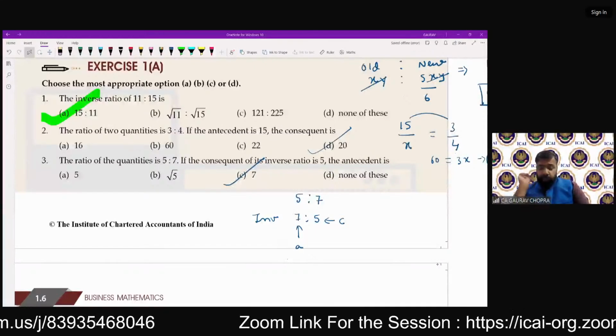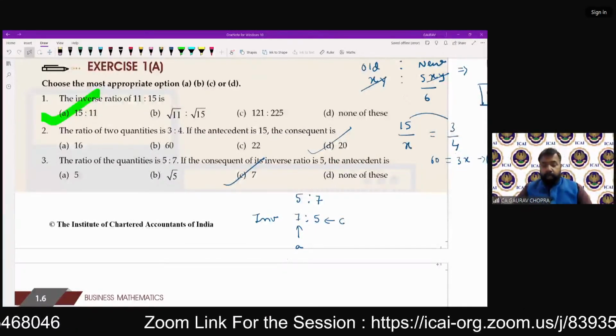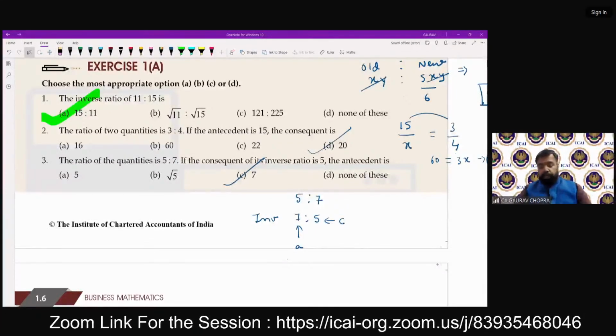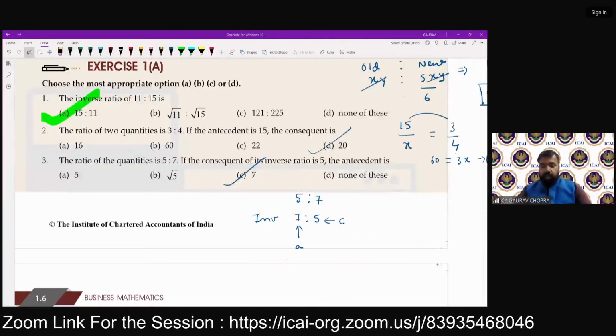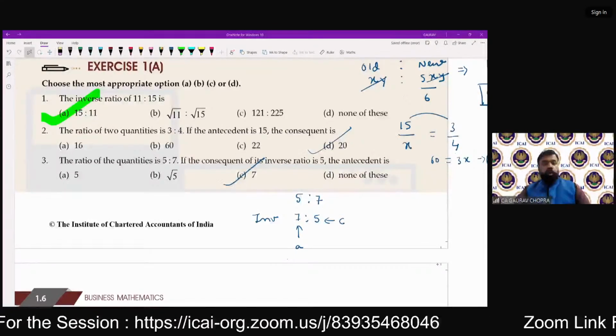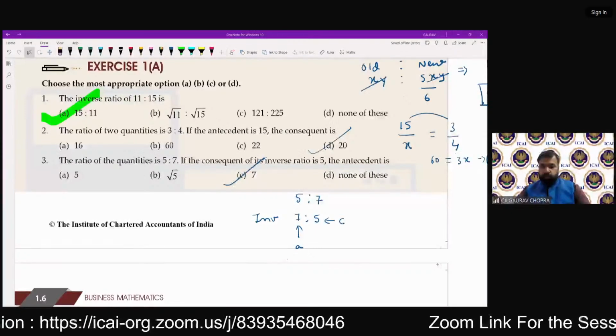Okay, some people are asking, can we prepare from the recorded batch of June? Yes, of course, you can prepare from that because that is a complete course and you can easily prepare. And we will be taking your doubt session so that you can clarify all your doubts from these exercises as well. Okay.